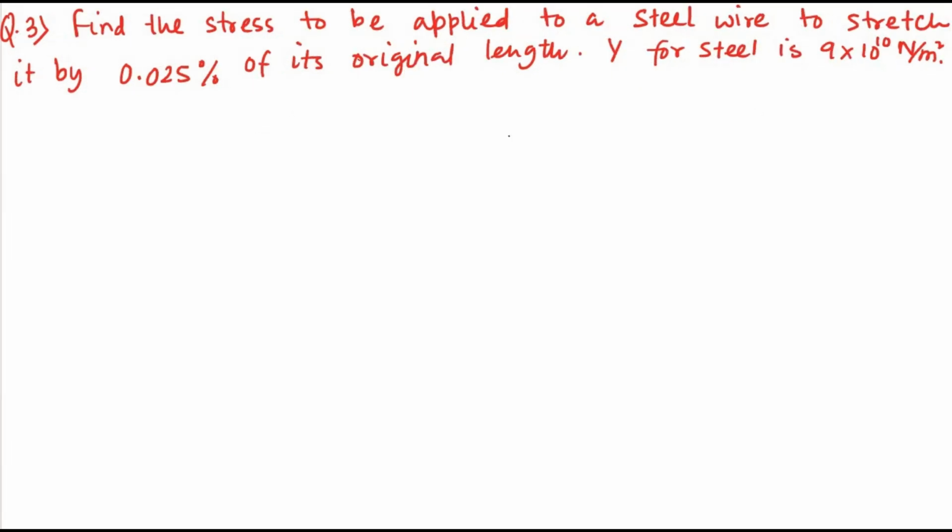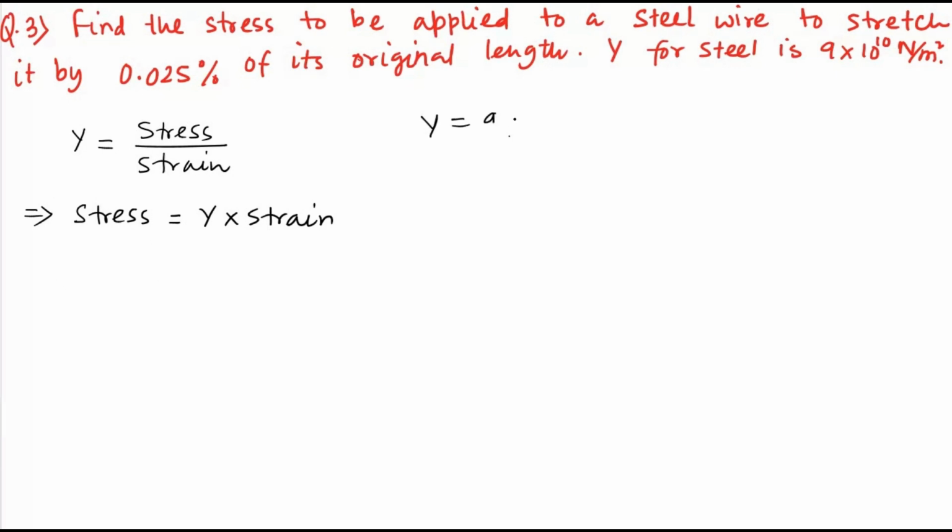Now question number 3. Find the stress to be applied to a steel wire to stretch it by 0.025% of its original length. Y for steel is 9 into 10 to the power 10 Newton per meter square. Okay, so we know that Y means Young modulus, which is stress upon strain. So from this equation we can write that stress is equal to Y into strain. Now in this question Y is already given. Y for steel is 9 into 10 to the power 10 Newton per meter square.